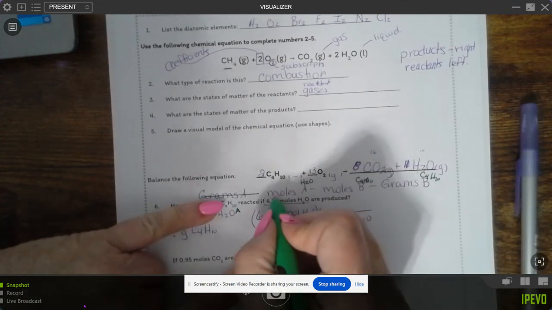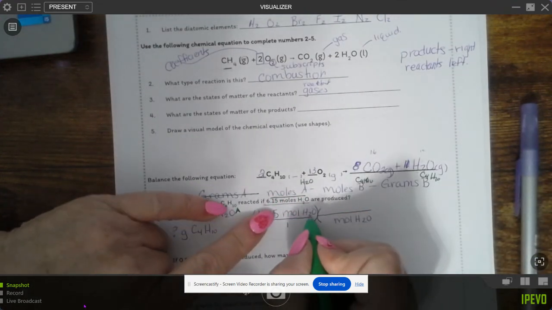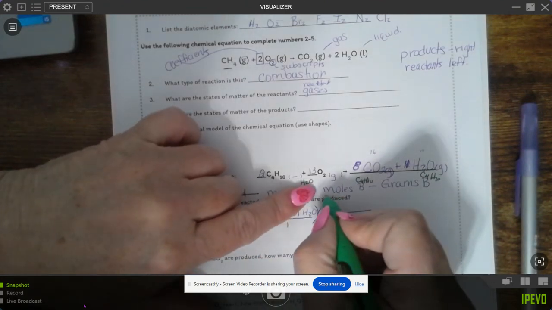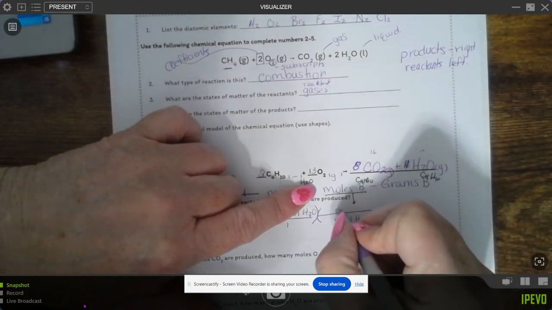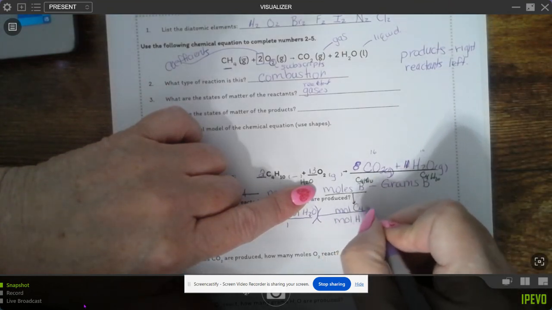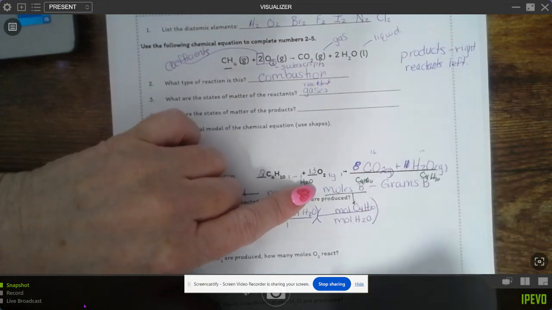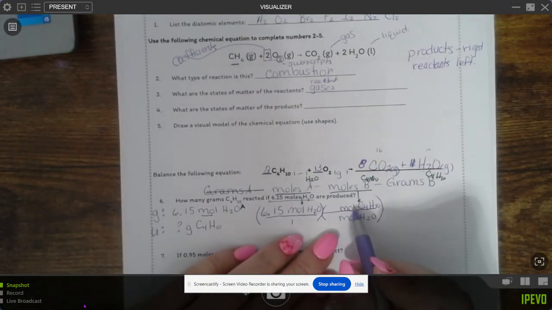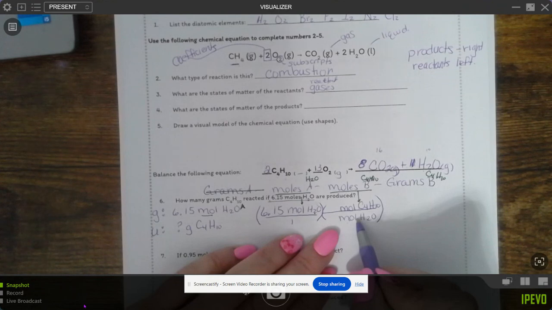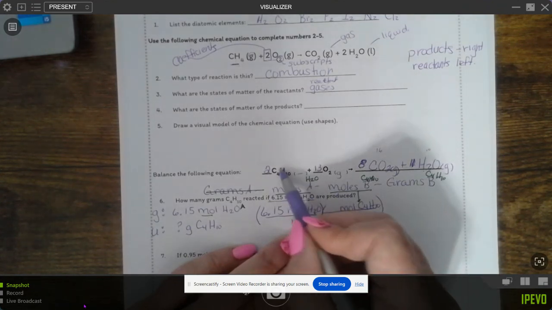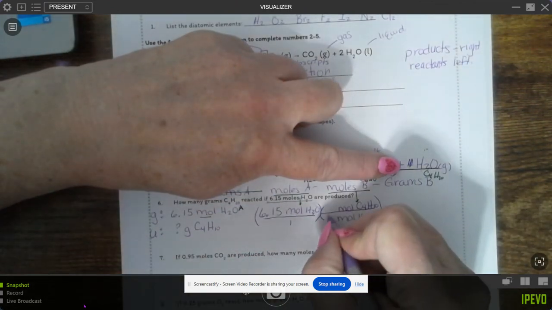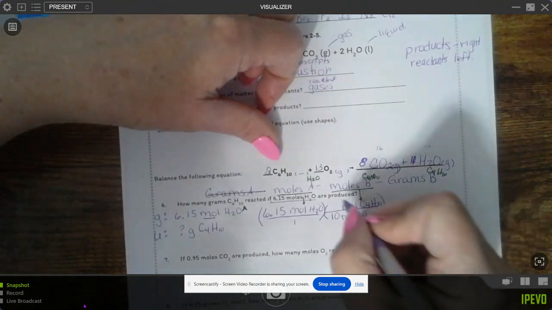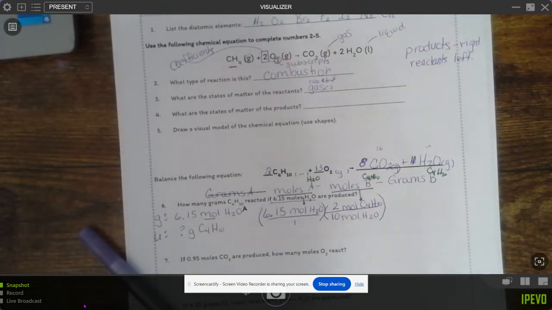Now, look at what our mole map says. We started with moles of A, that's right here. Next step is moles of B, so that's what we're looking for in step 1. So moles of C4H10. Now, when you have moles of one substance over moles of another substance, that's the mole ratio, and that comes from your balanced chemical equation. So H2O is 10 and C4H10 is 2. So now I'm going to do that math.